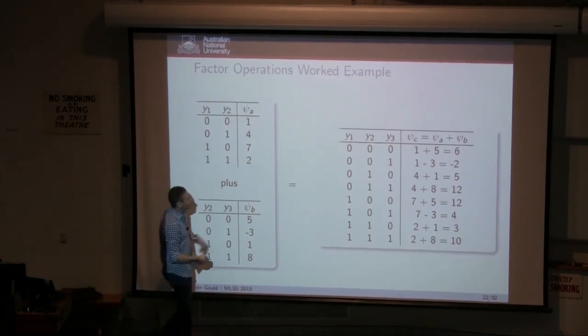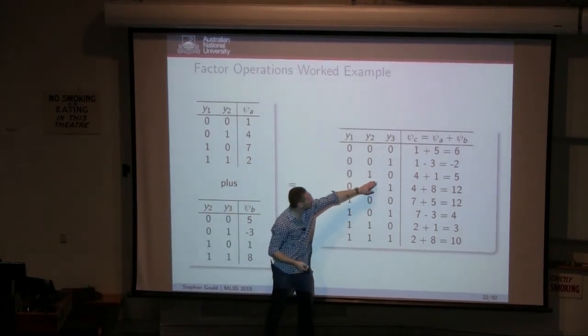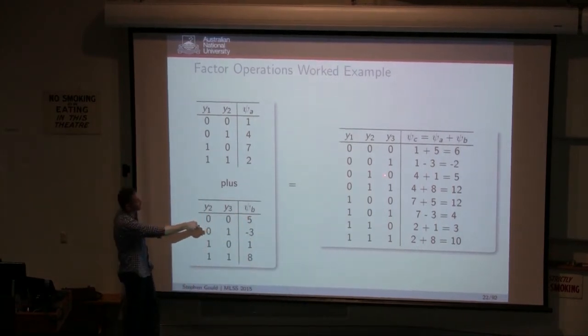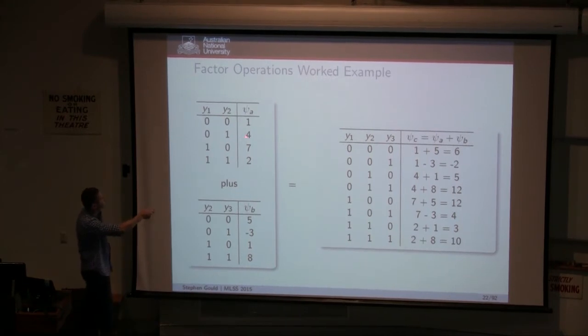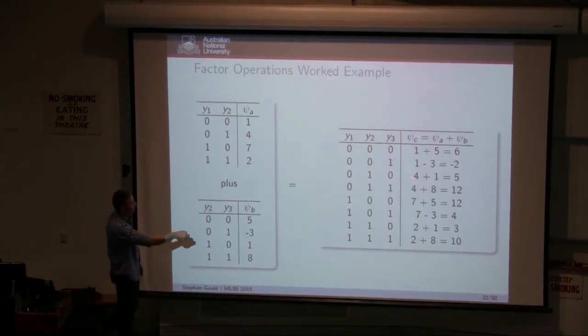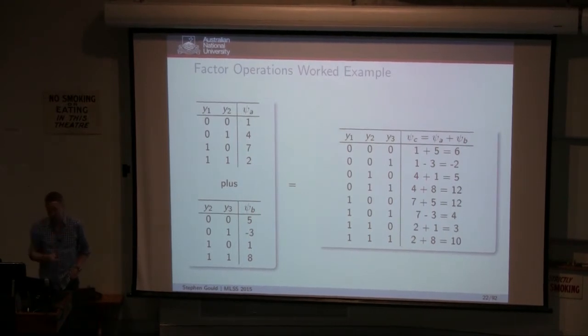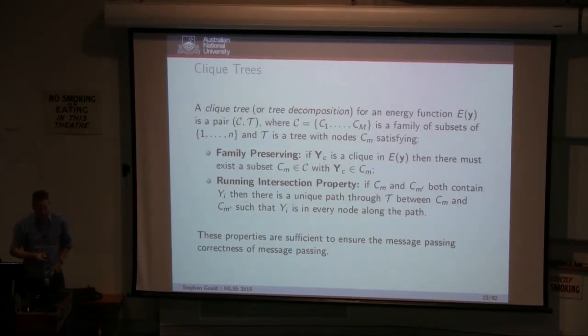If I take any row over here, let's say I take this row, y1 is 0, y2 is 1, and y3 is 0. So I look over here at the 0, 1 configuration for y1 and y2. 0 and 1 gives me 4 from that factor. So that's the 4. And then 1 and 0 for y2 and y3 gives me 1. So 4 plus 1 is 5. Very straightforward. All right.